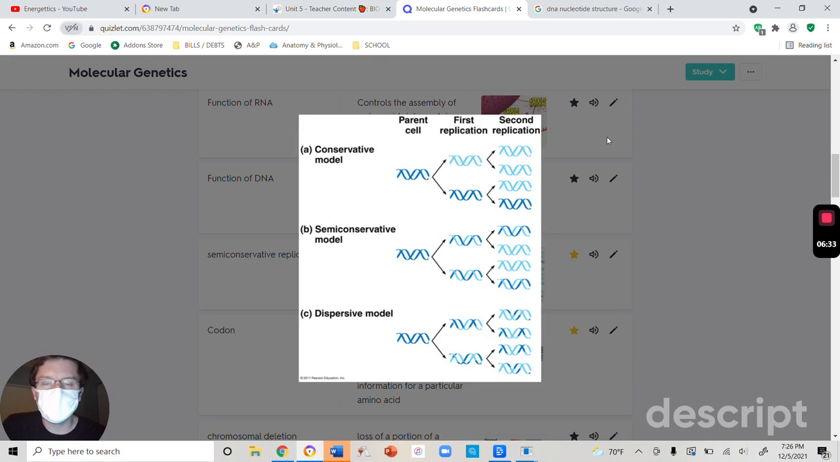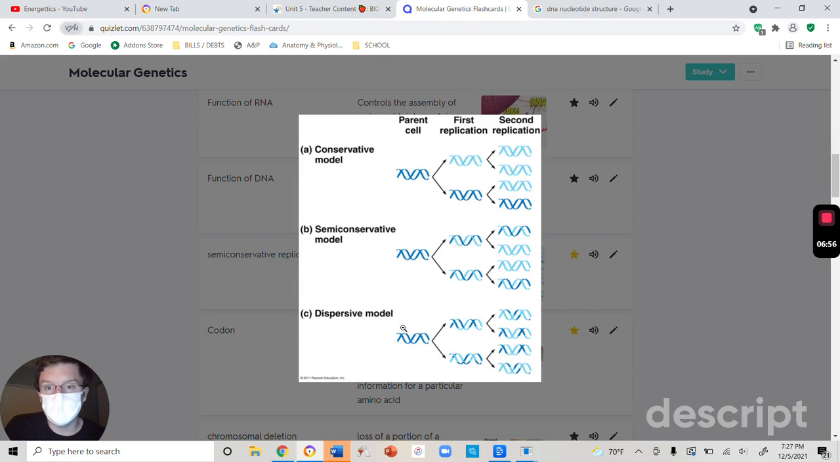The first one was the conservative model. According to this model, we started with a parent and we just ended up with an exact clone, okay? So the original strands both stayed together and we had an exact clone. That's the conservative model. This was proven to be false.